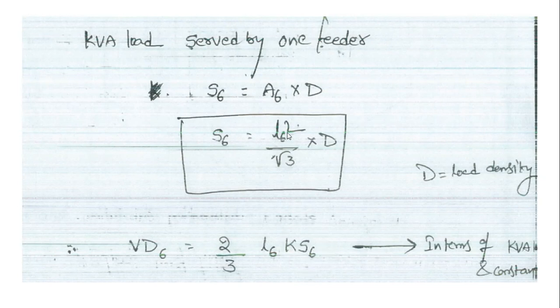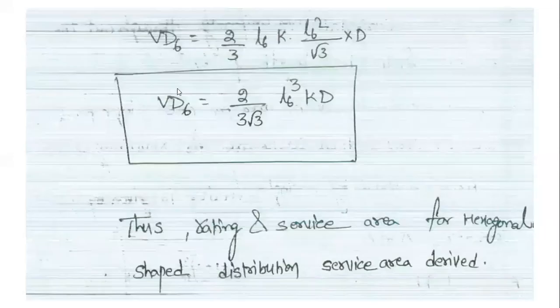That is, S6 is equal to L6 square by root 3 into D. K into S6, that is L6 square by root 3 into D. Substitute this S6 value, the kVA load served by one feeder. Then calculate the voltage drop at one feeder.